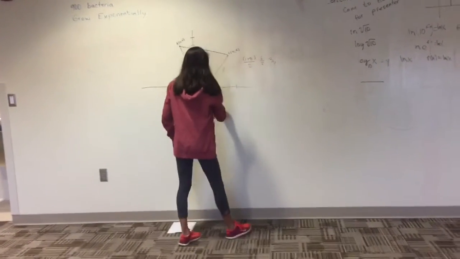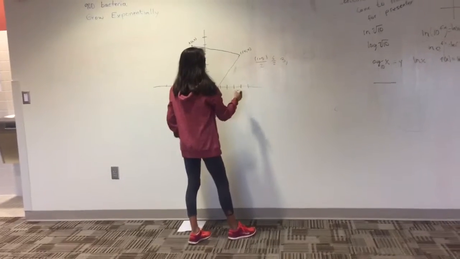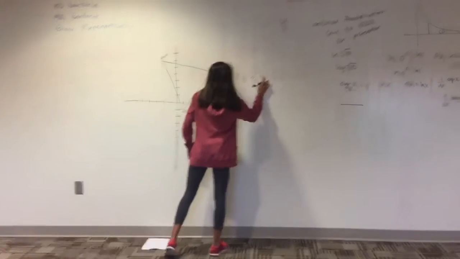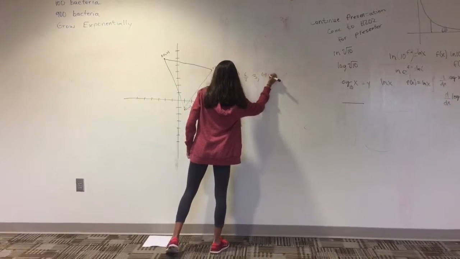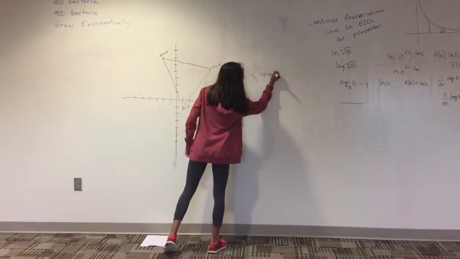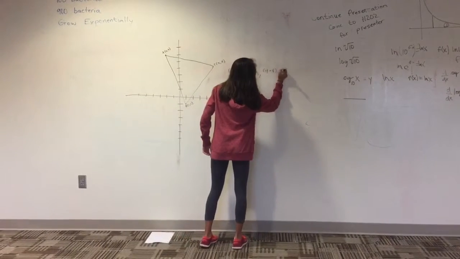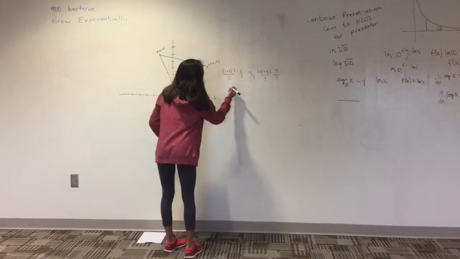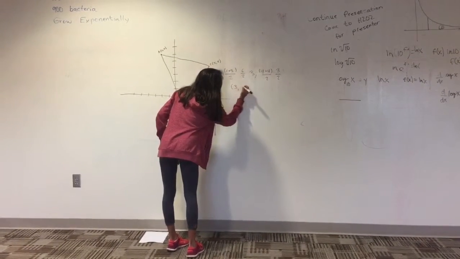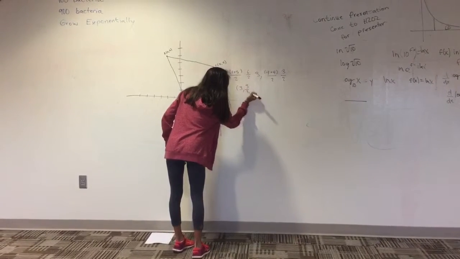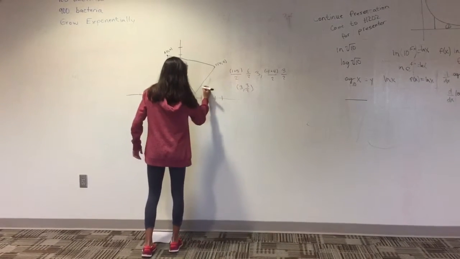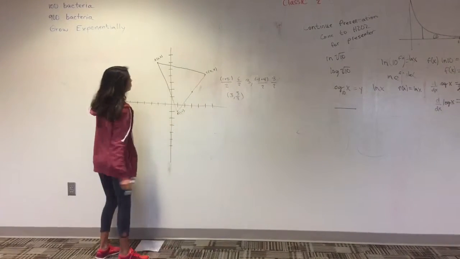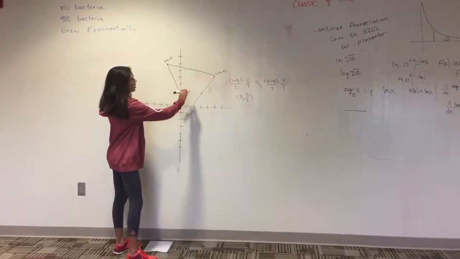And then you do that with the y's. So -1 plus 4 is 3. And then divide it by 2. So it's 3 over 2. So then the coordinate is (3, 3/2). And then you do that for each side.